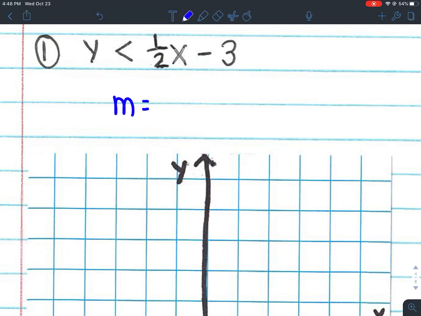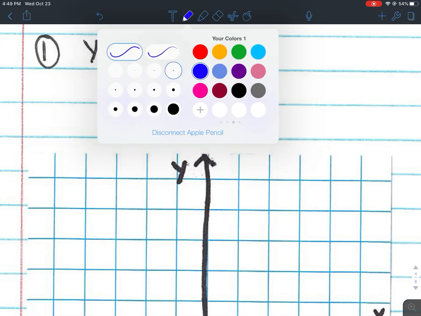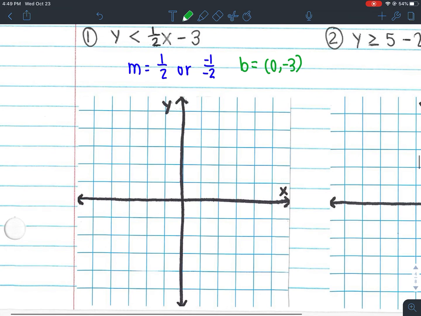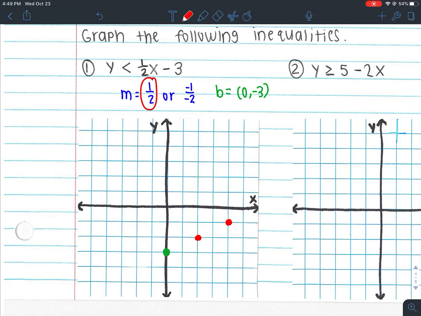I'm going to treat it exactly the same. The only difference is that you have an inequality instead of an equal sign. So your slope here is positive 1 over 2, or negative 1 over negative 2. And then our y-intercept here is going to be (0, -3). So you would do the same thing as you would normally do, and graph your y-intercept first, (0, -3). And then I'm going to use my first slope here. So I'm going to go up 1 and to the right 2, because those are positive.